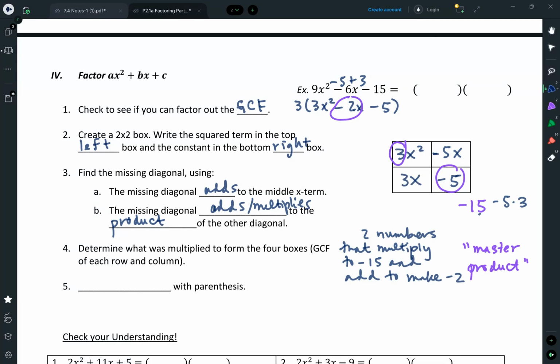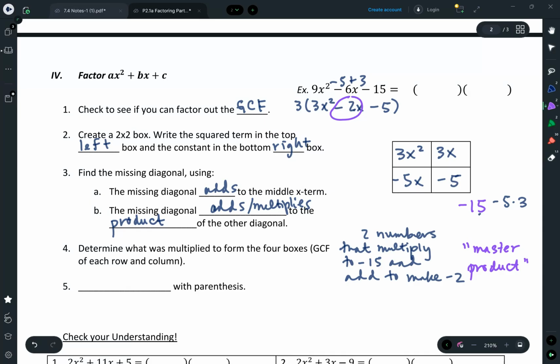And it doesn't matter which box I put those in. I could totally flip that around, and I could put the 3x over here and the negative 5x over here. It will work no matter what you do. It doesn't matter if you switch them around. As long as you pick the right two numbers, you're good to go. I'm going to get rid of all that extra stuff.